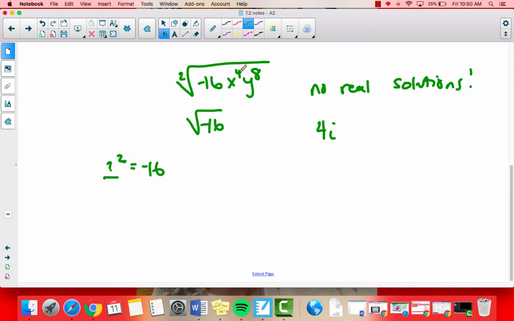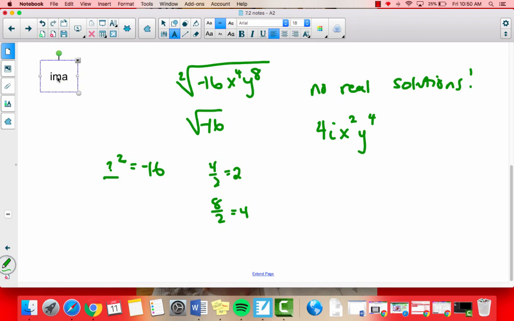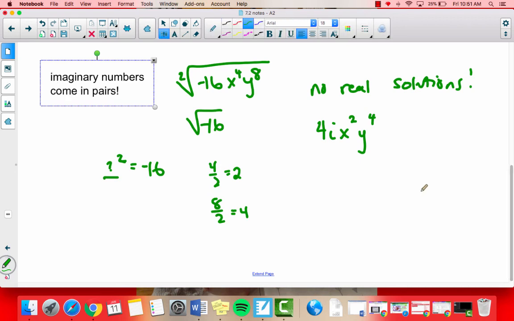And then we could go through just like before and deal with the exponents. So 4 divided by 2 is 2. So that means we're going to have an x to the second. And then 8 divided by 2 is 4. So we're going to have y to the fourth. And one thing to keep in mind is that imaginary numbers travel in pairs. I'm going to put that here. So imaginary numbers come in pairs. So that means that if you had 4i x squared y to the fourth, that also means you're automatically going to have negative 4i x squared y to the fourth. So imaginary numbers, you always have to have the positive and the negative of it. Make sure you don't forget that.